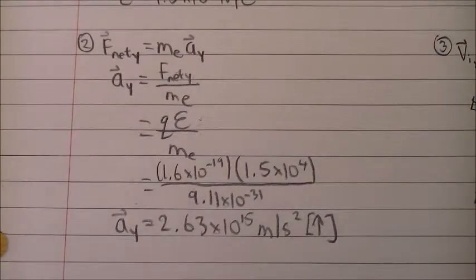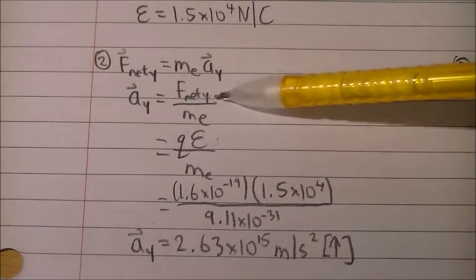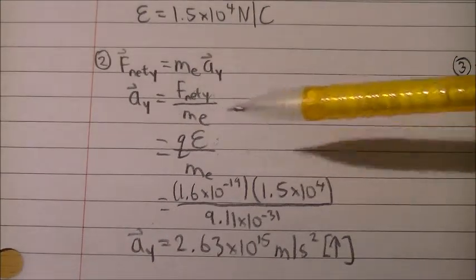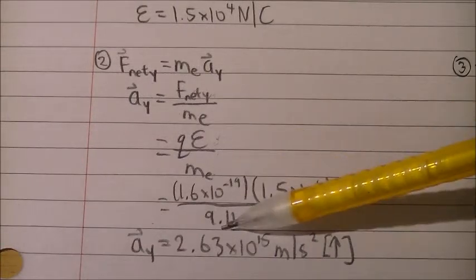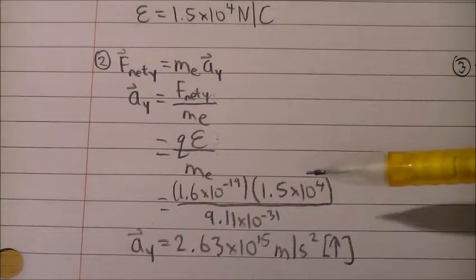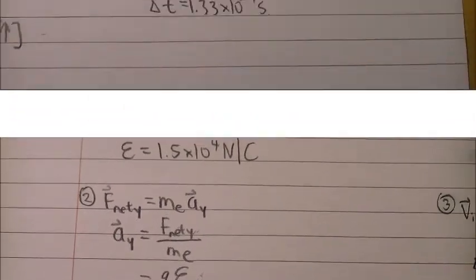For the next step, since the situation is a parallel plate, we know that the electric field is constant, and therefore Newton's second law applies. So we can use F net equals ma to solve for the acceleration in the vertical direction. For the F net, that's actually equivalent to qE. So we sub that in and divide it by the mass of the electron, and we get a vertical acceleration of 2.63 times 10 to the exponent of 15 meters per second squared up.